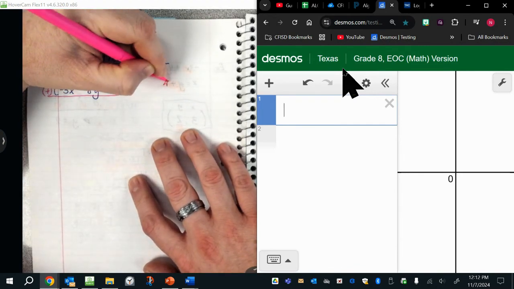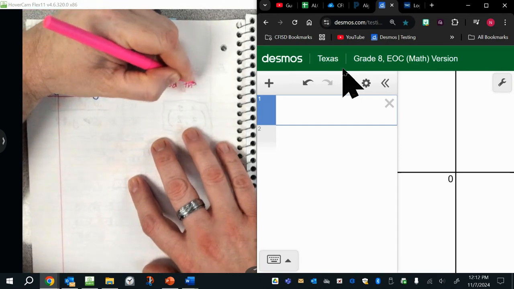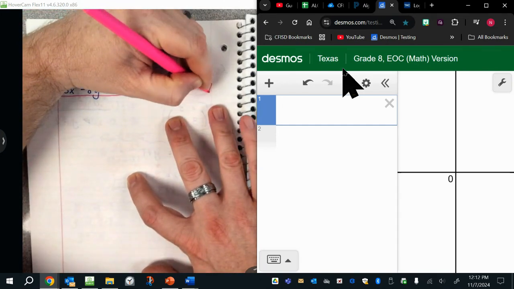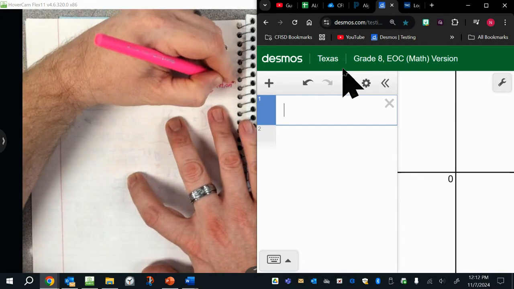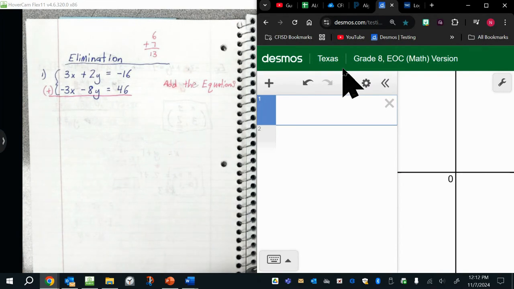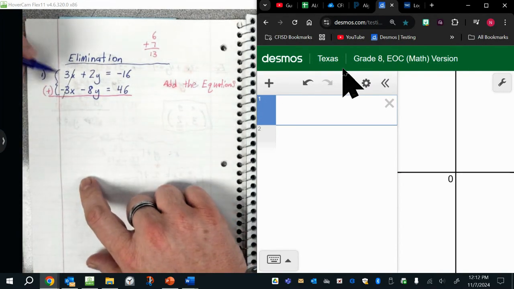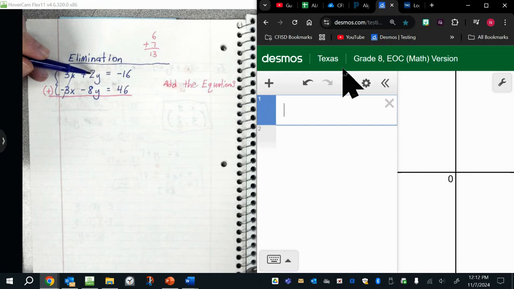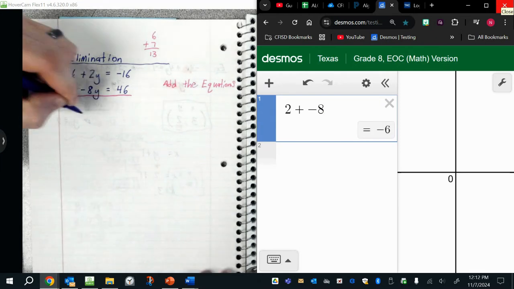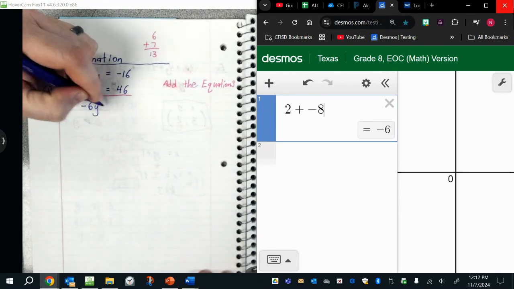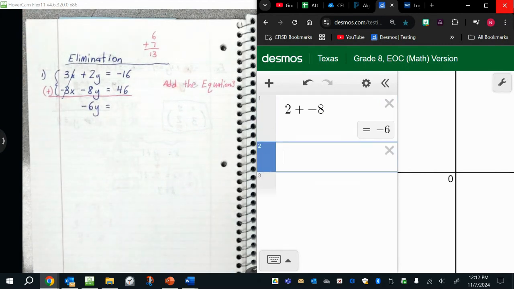So add the equations. If I add them together, that cancels or eliminates the x terms. 2 plus -8 is -6, y equals -16 plus 46, 30.